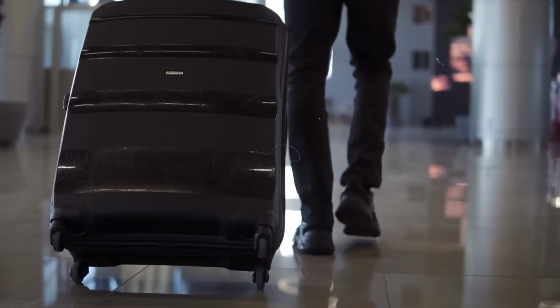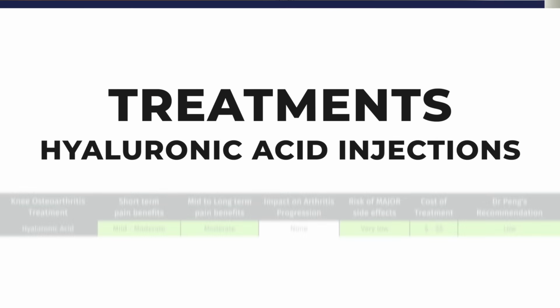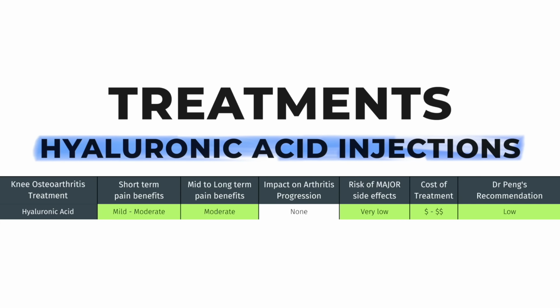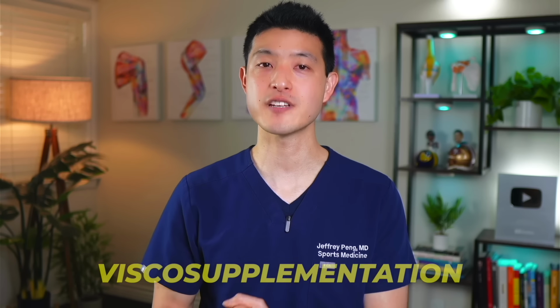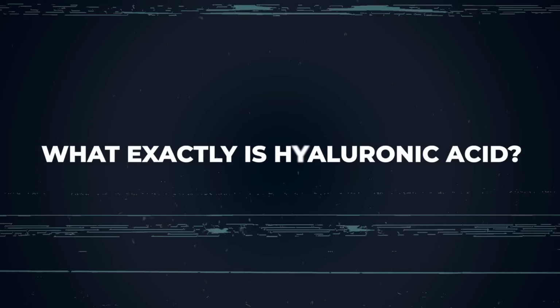However, upon their return, I recommend transitioning to alternative injection therapies. These alternatives may carry a lower risk of side effects and have the potential to offer benefits over a longer term. So now let's explore some alternative treatments, starting with hyaluronic acid injections. These are also known as gel shots, HA injections, or viscosupplementation. So first, what exactly is hyaluronic acid?